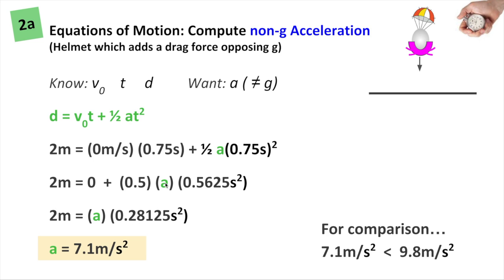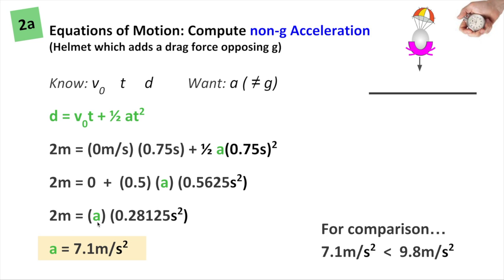Combining those, I still have A sitting here, but now I have 0.2812 seconds squared. Please be aware we realistically could not use that many decimal places, but for now let's do so that we can get as precise an answer as possible. All right, so now what happens?